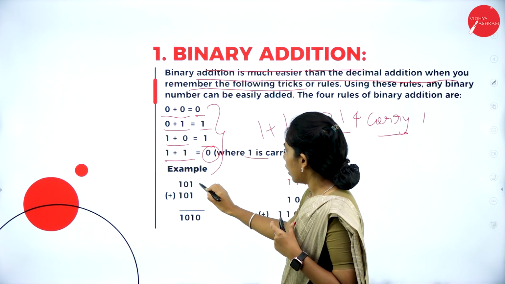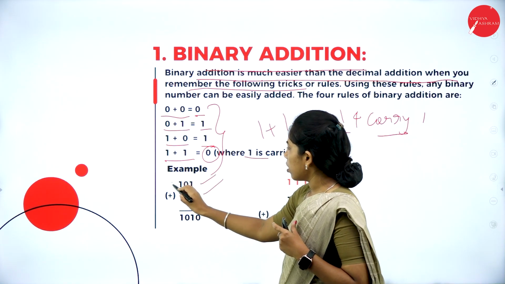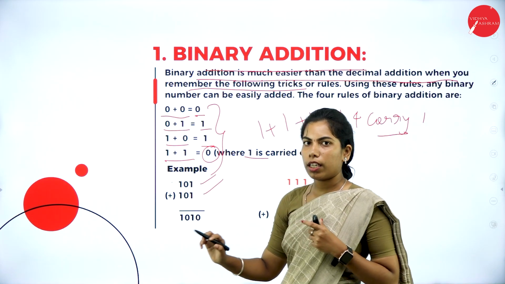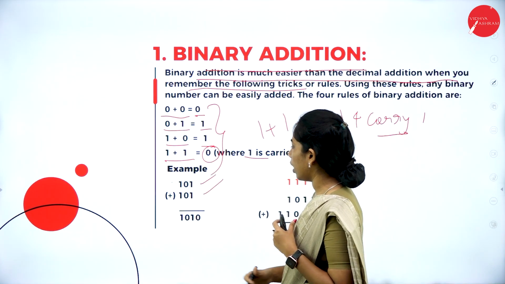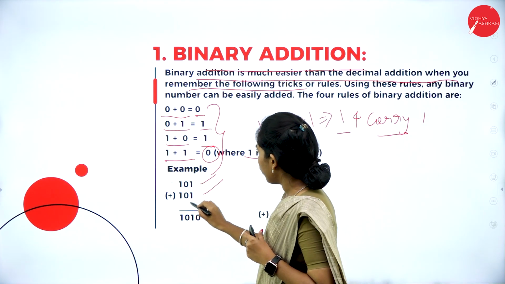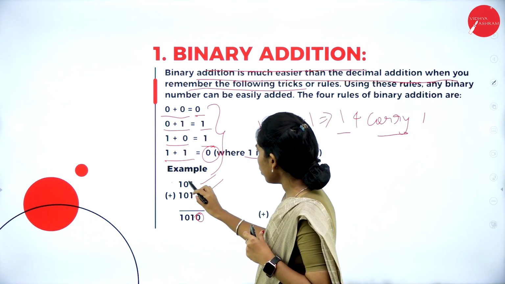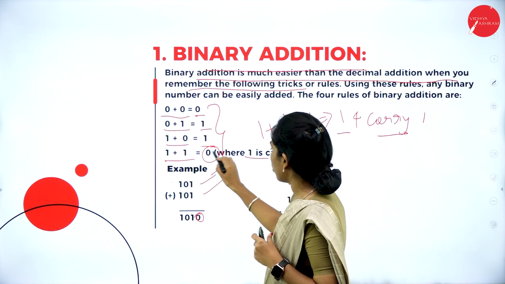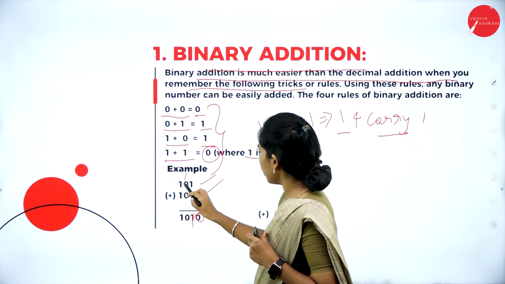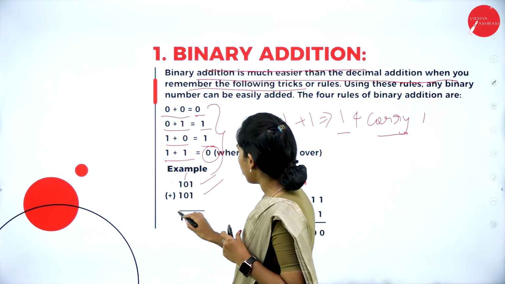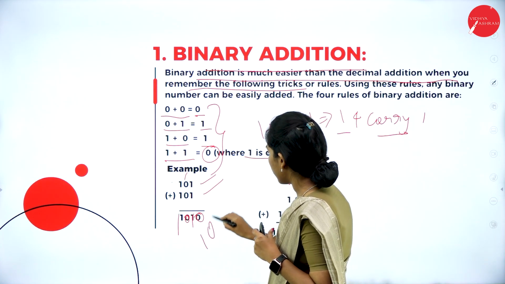So here you can see I consider this as variable A and this as variable B. With the plus operator I have to add, because this is binary addition, right? So here you can see 1 plus 1 is 0. Why? Because 0 with carry 1. Then 1 plus 1 plus 0 is again 1, and 1 plus 1 is 0 with carry 1. So the result is 1010.